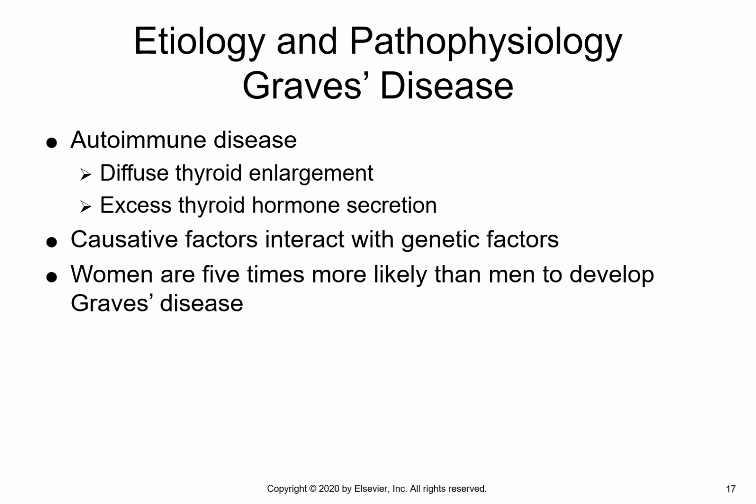So with etiology and pathophysiology of Graves' disease, it's an autoimmune disease of unknown cause characterized by diffuse thyroid enlargement and excess thyroid hormone secretion. It accounts for 75% of the cases of hyperthyroidism. Causative factors such as lack of iodine, smoking, infection, and stressful life events may interact with genetic factors to cause Graves' disease.